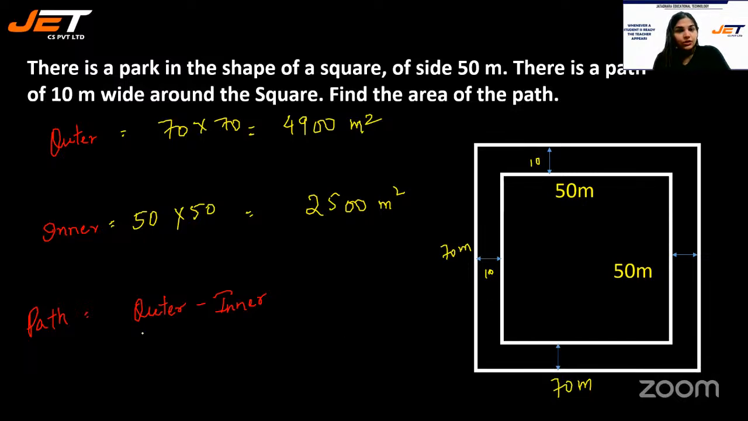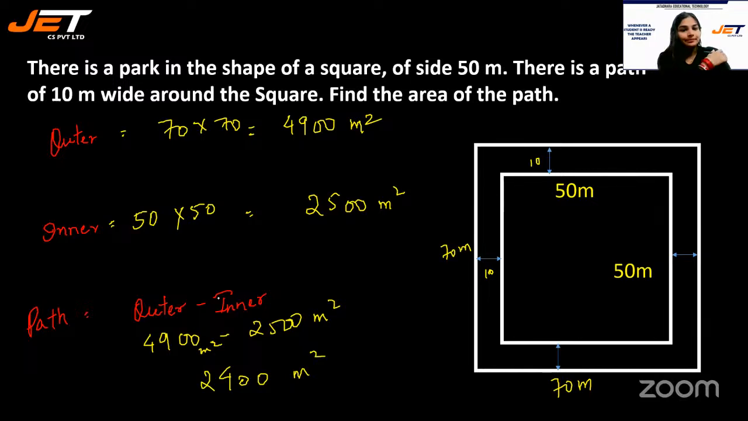To find the area of the path, you have to do 4900 square meters minus 2500 square meters. 2 zeros the same way. 9 minus 5 is 4, 4 minus 2 is 2. So the area is 2400 square meters. Okay, so this is the answer.